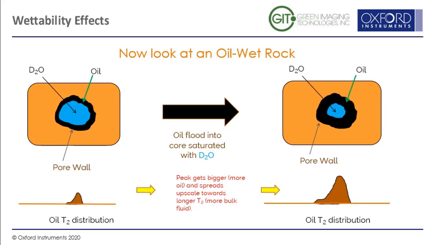Now let's look at an oil-wet rock, where the opposite happens. At the start, the oil T2 distribution will be concentrated at short T2s, as the oil is in contact with the pore walls. As we push more oil into the rock, the oil peak increases in size and starts to spread out towards longer T2s as more oil moves away from the pore walls. In conclusion, for an oil-wet rock, the oil distribution peak increases and spreads right towards longer T2s.